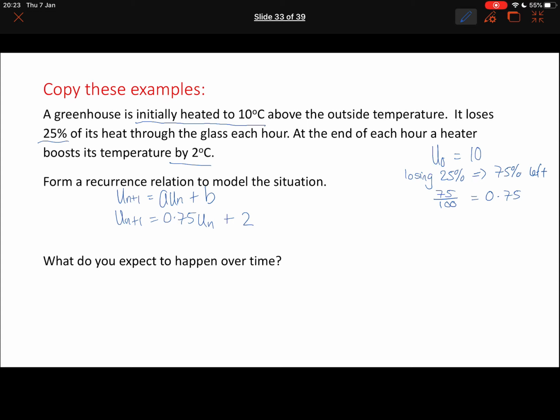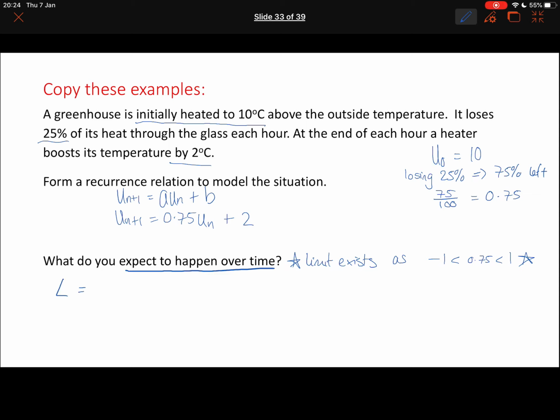The next part, what do you expect to happen over time? Now if they're asking you about what's happening in the long term, so they might use words like longer term or over time, etc. That's a big hint that they're wanting you to calculate the limit, and you've got to state the limit condition. So it's back to this star statement. So a limit exists as our value of a, which is 0.75, is in between -1 and 1. So you must write that.